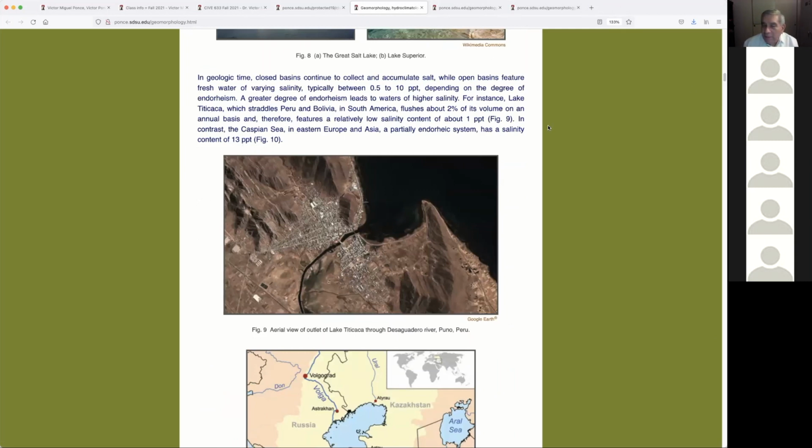What about other places of the world? Well, we have an example here of Lake Titicaca in Peru, which I've studied at one time.